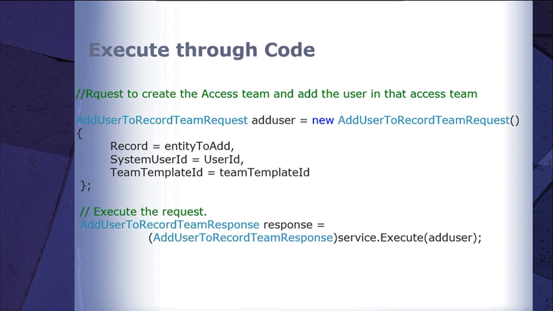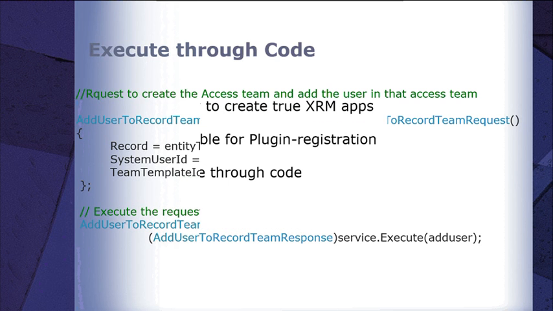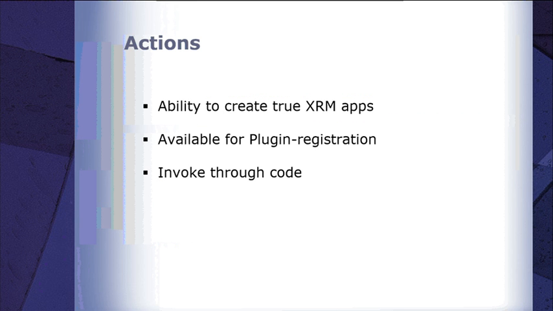Now that was for the access teams. Now let's move forward to the new concept of actions. We had the processes architecture, where traditionally there were only workflows, and then came dialogues. We just saw business process flows, which is also a part of the processes concept. And now the fourth one, which is actions.